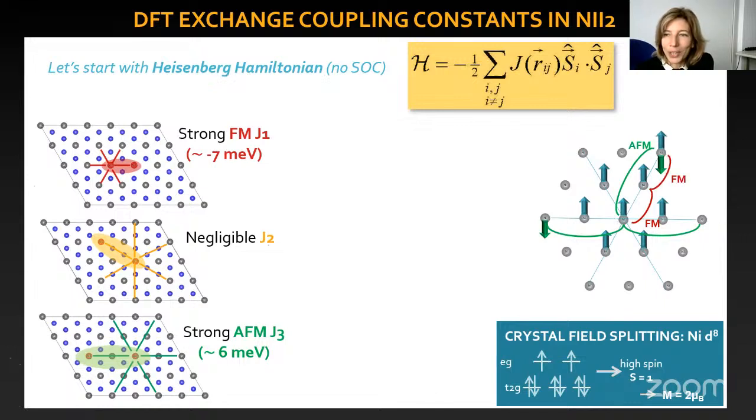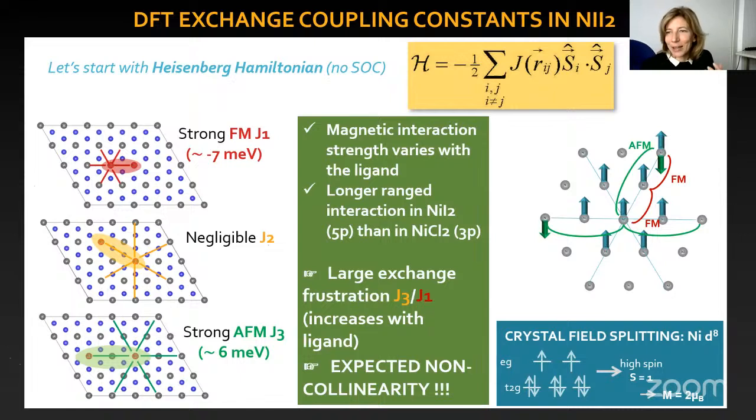And so because of this, and because of the simple model that I showed in the beginning, we expected some non-collinearity, right? Already by the exchange frustration that we calculated in nickel I2. So we expected like a spiral.